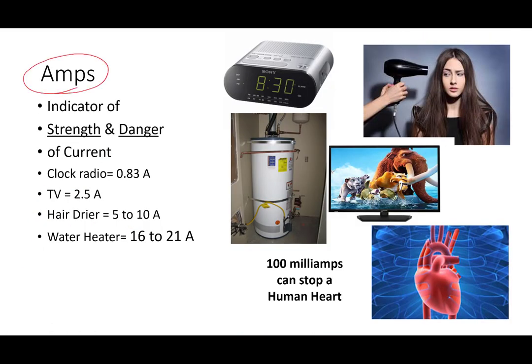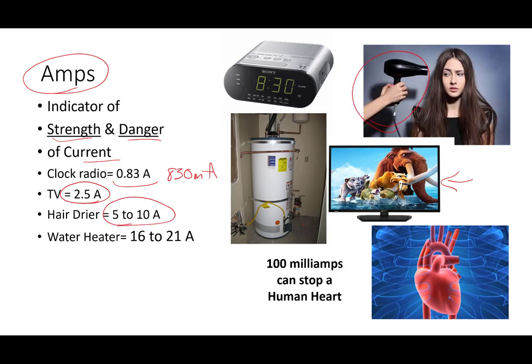This amp is an indicator of the strength and the danger of the electric current. Just to give you some ideas of different amperages of different appliances, a clock radio can have an amperage of 0.83 amps or 830 milliamps. A television set, an LED TV, can be 2.5 amps. That's quite a bit. A hairdryer is a pretty benign little thing, you'd imagine, but it's 2 to 5 amps.